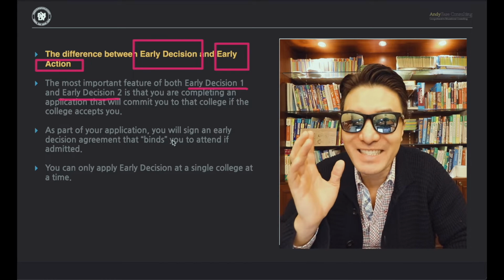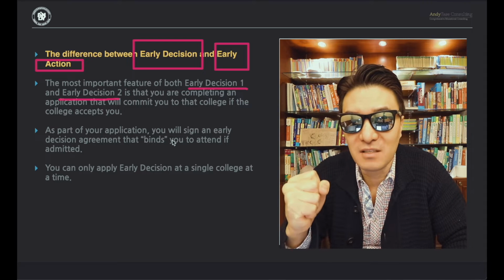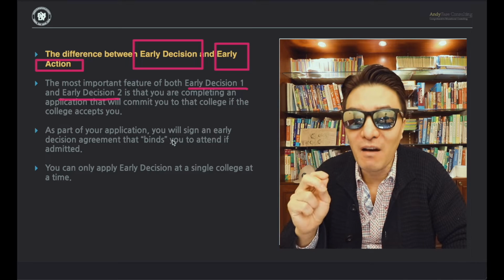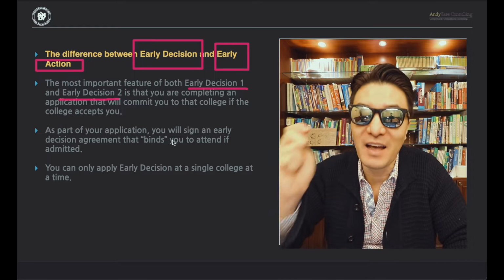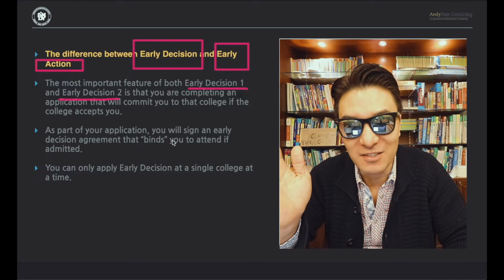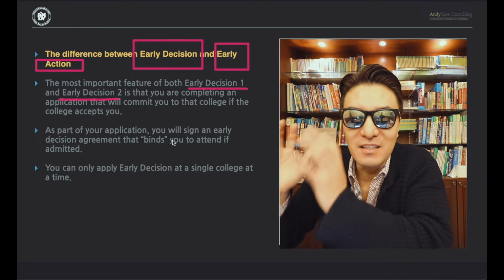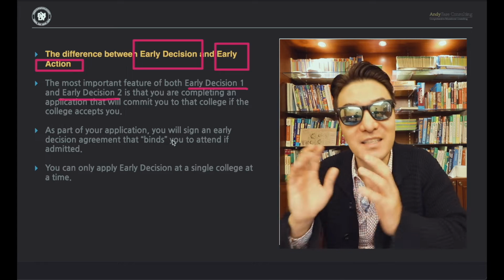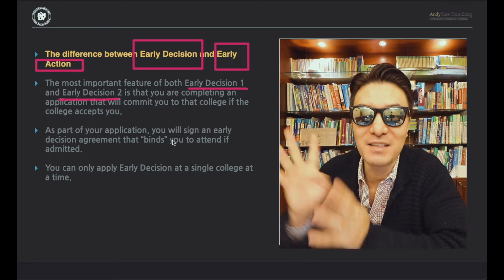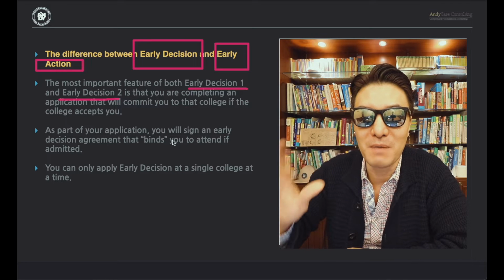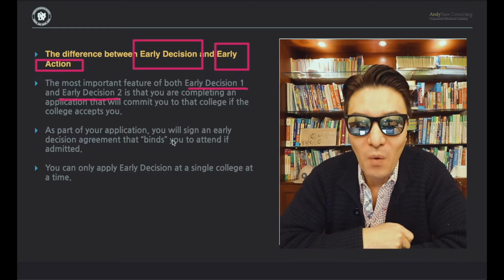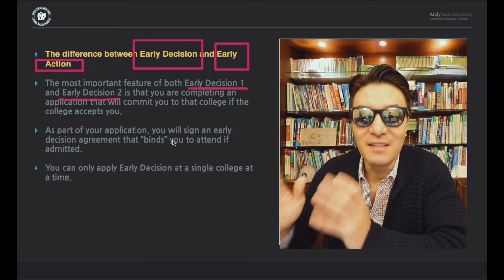If you apply as a decision, you have to sign an agreement form given by the college saying that if you get accepted, you will definitely attend, you will definitely pay tuition and not go anywhere else, but go to that college. So it's binding. You have to go. That's the definition. There is an agreement form, a contract, that three different people sign: you, one of your parents, and your school counselor, saying that, okay, if I get in, I will go to your school.